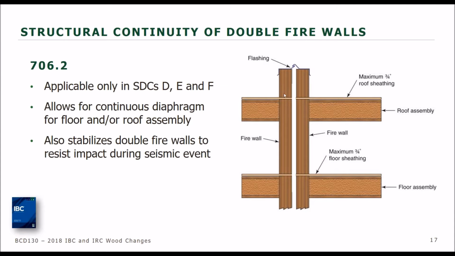But by connecting the two, now the buildings act together in an earthquake. So under the 2018, we are now allowed to provide a continuous diaphragm through the walls, and this applies to seismic design category D, E, and F. And this allows continuous diaphragms, and the maximum thickness of those diaphragms is 3/4 of an inch. So seismic design category D, E, and F, and maximum roof or floor sheathing is 3/4 of an inch.